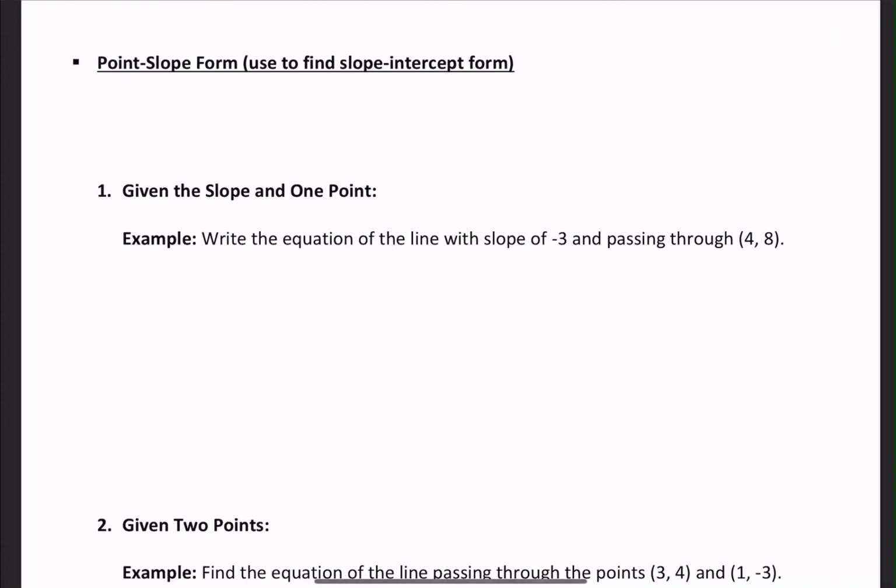Now let's look at a different form, and this is point-slope form. You will use this to find slope-intercept form, which is what we were just looking at.